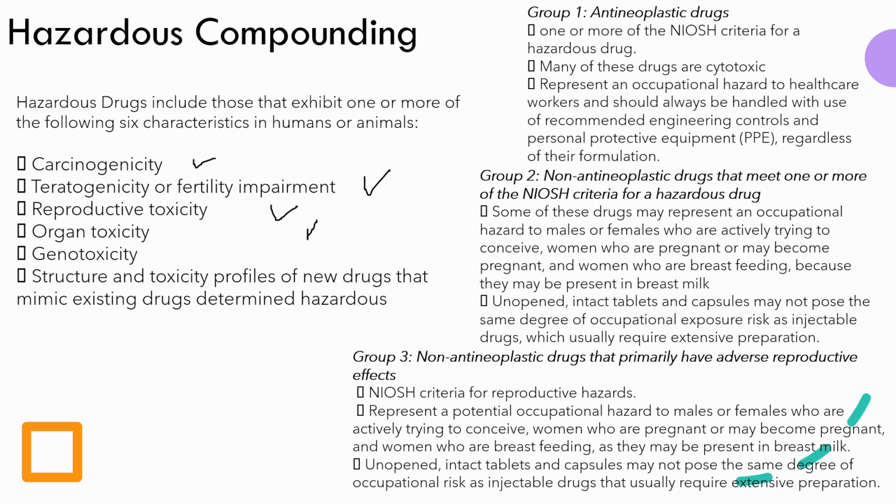So, group one are what is deemed to be anti-neoplastic drugs. Group two are non-anti-neoplastic drugs that meet one or more of the NIOSH criteria for hazardous drugs. And group three are your non-anti-neoplastic drugs that primarily have adverse effects for reproduction.